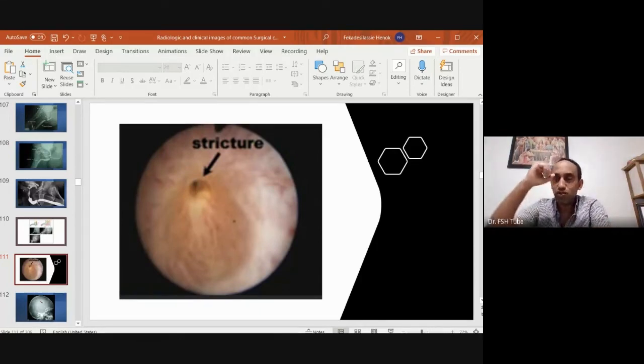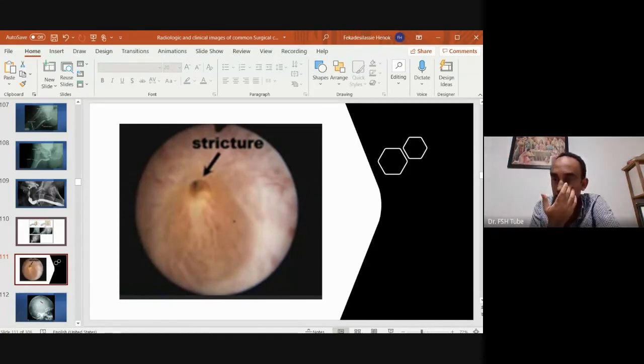Urethrotomy, right? You do cystoscopy, you see the narrowing, then you cut through the stricture. If it is a short segment anterior, you can treat it with urethrotomy. We call it urethrotomy. Just cut through the stricture segment and it will be wide open. The other one is bouginage.